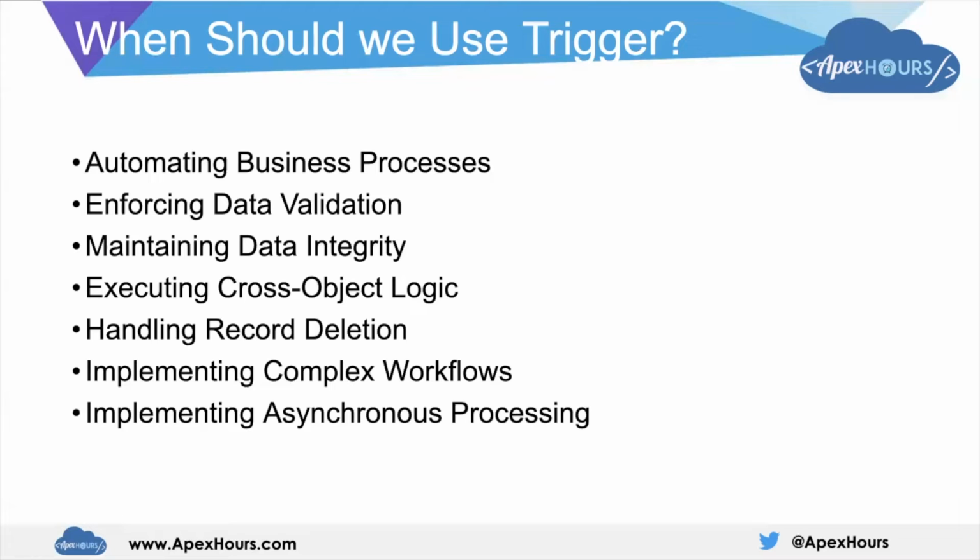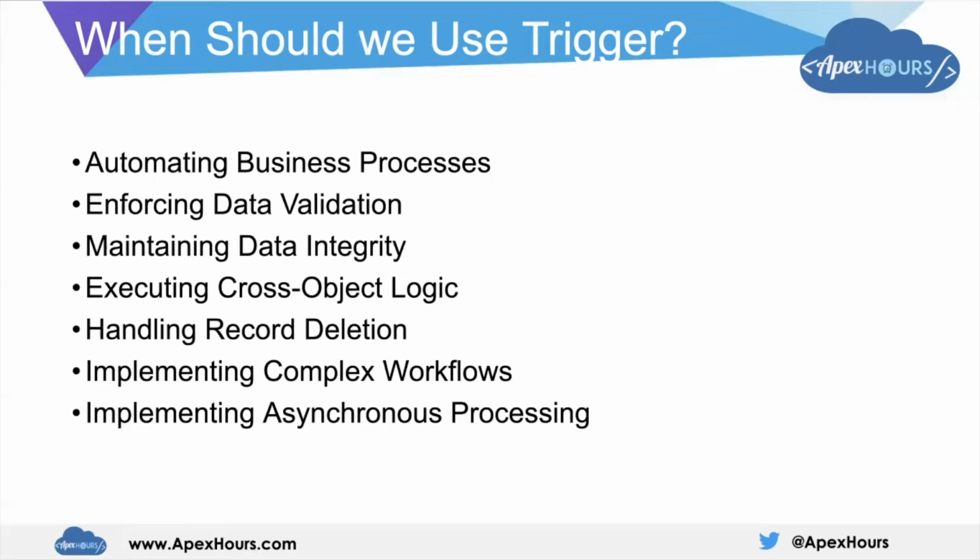Then the next is maintaining the data integrity. You can use triggers to obviously ensure data integrity by enforcing integrity between related records. Let's say, for example, you might implement a trigger to update related records when a parent record is modified. This helps maintaining consistency across the database.